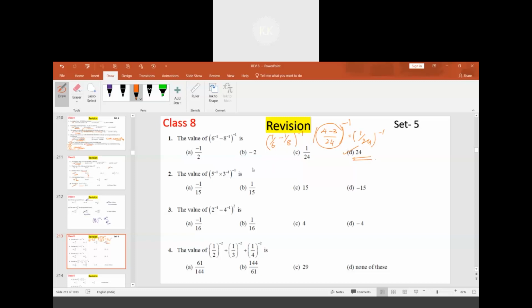Next, 1 by 5 into 1 by 3 is 1 by 15. To the power minus 1, it is 15. Option C, 15 is the answer. Yes, correct.